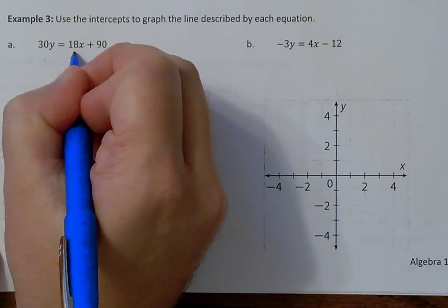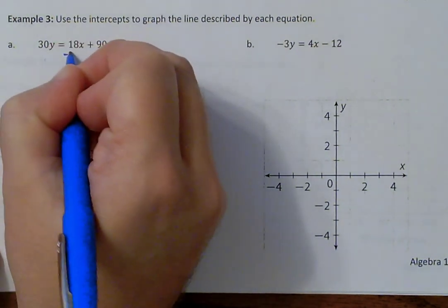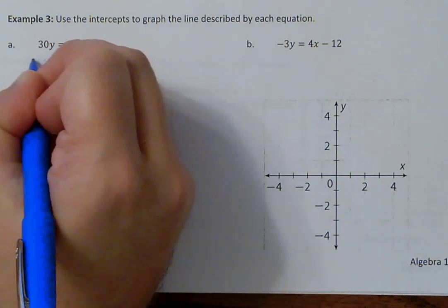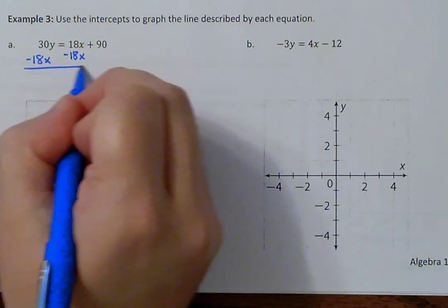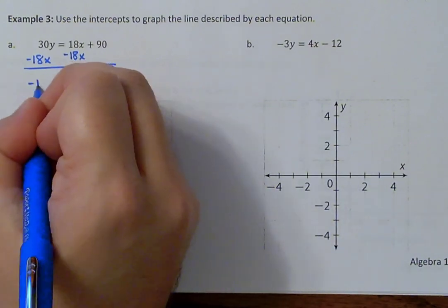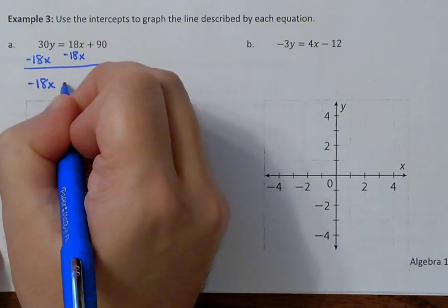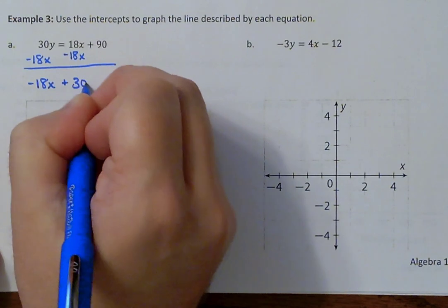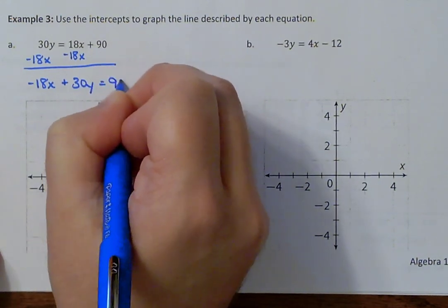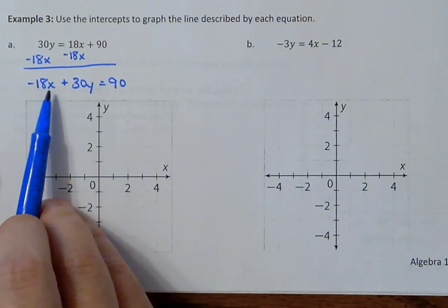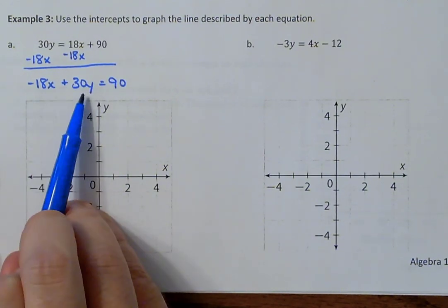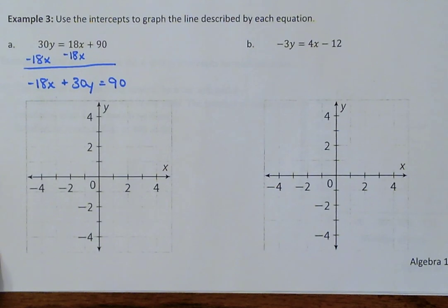So that means I'm going to move this 18x over, and because it's a positive 18x, I have to subtract it over. So that gives me negative 18x plus 30y equals 90. Now that I have X and Y on the same side, I can go through and find my X and Y intercepts by using the cover-up method, and then we'll go from there.